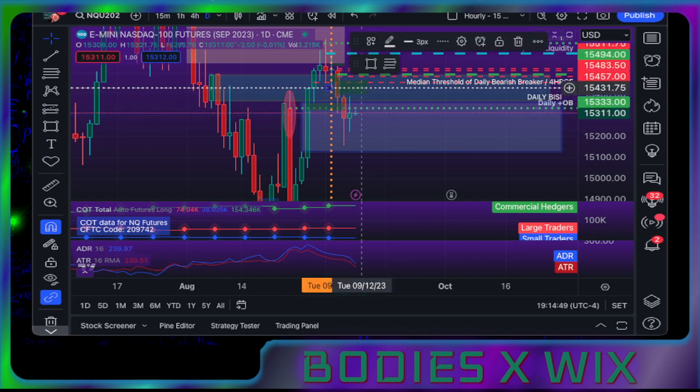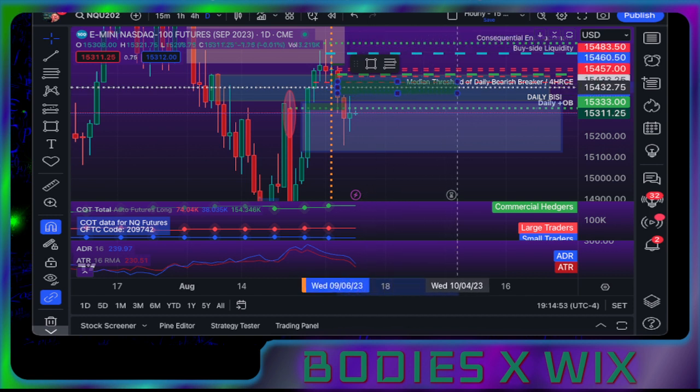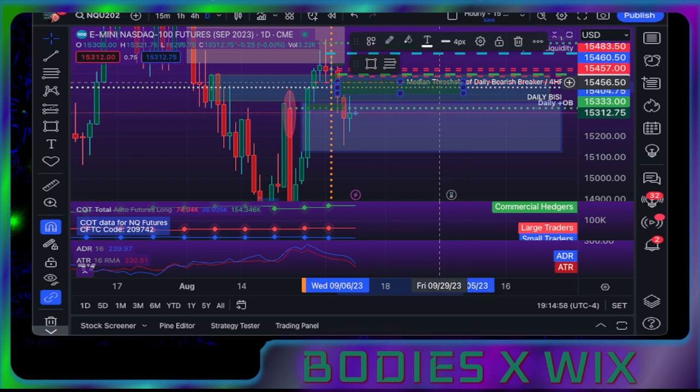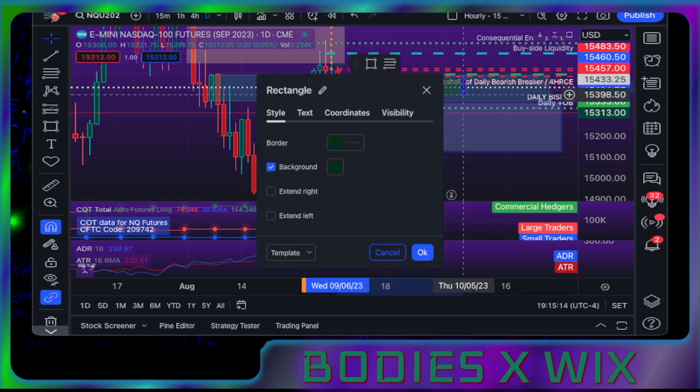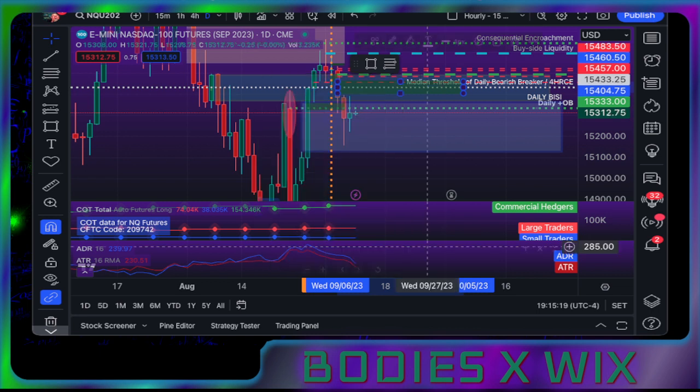I have this green box here that is kind of hard to see in the middle of all this, but you do see where it says median threshold of daily bearish breaker. That's actually right around the same spot of where this consequential encroachment of this sell side imbalance, buy side inefficiency is on this daily chart as well. So that's what I'm looking at.